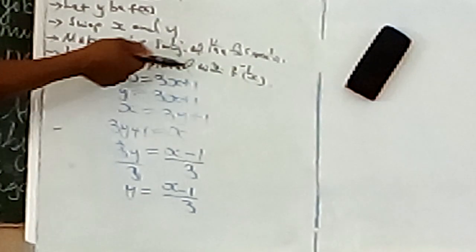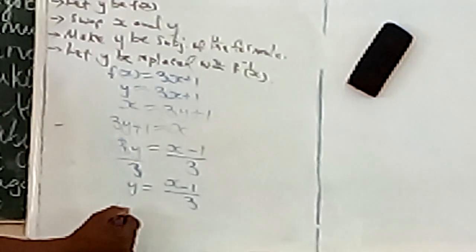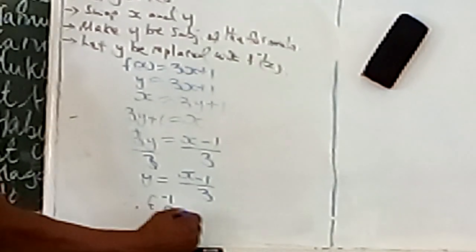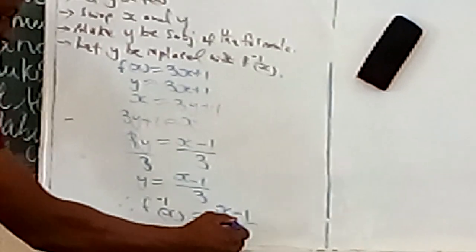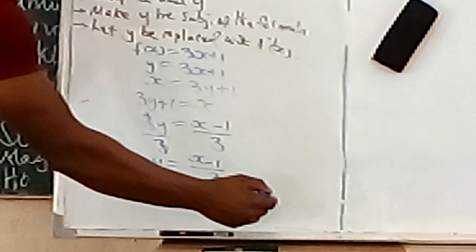We move on to the last step. Let y be replaced with f inverse of x. So while there is y, we simply put f inverse of x. So finally, therefore, the f inverse function of x equals x minus 1 over 3. Once you do this, you have your answer.